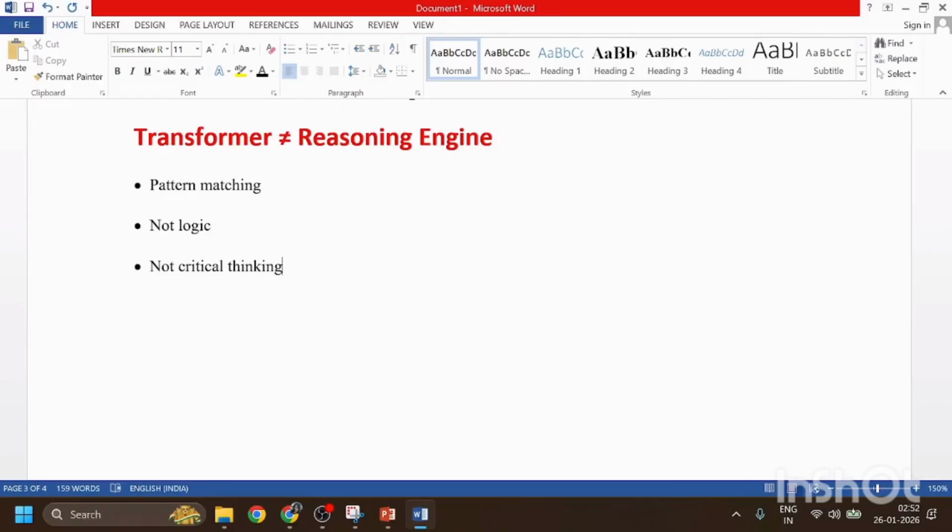Transformer is not equal to a reasoning engine. First point is pattern matching: transformers are excellent pattern matchers. Second point is not logic, meaning they do not perform logic. And third point is not critical thinking; they do not do critical thinking. Always remember this when using GPT-like models.